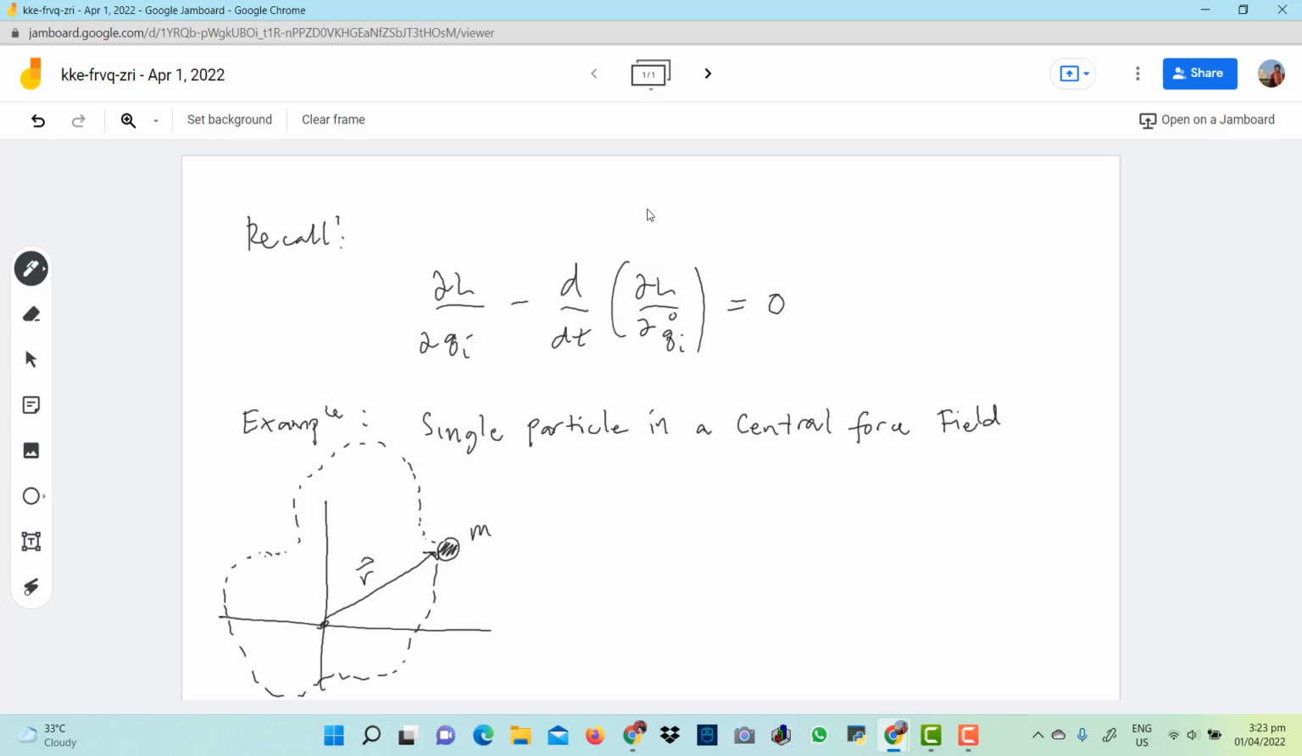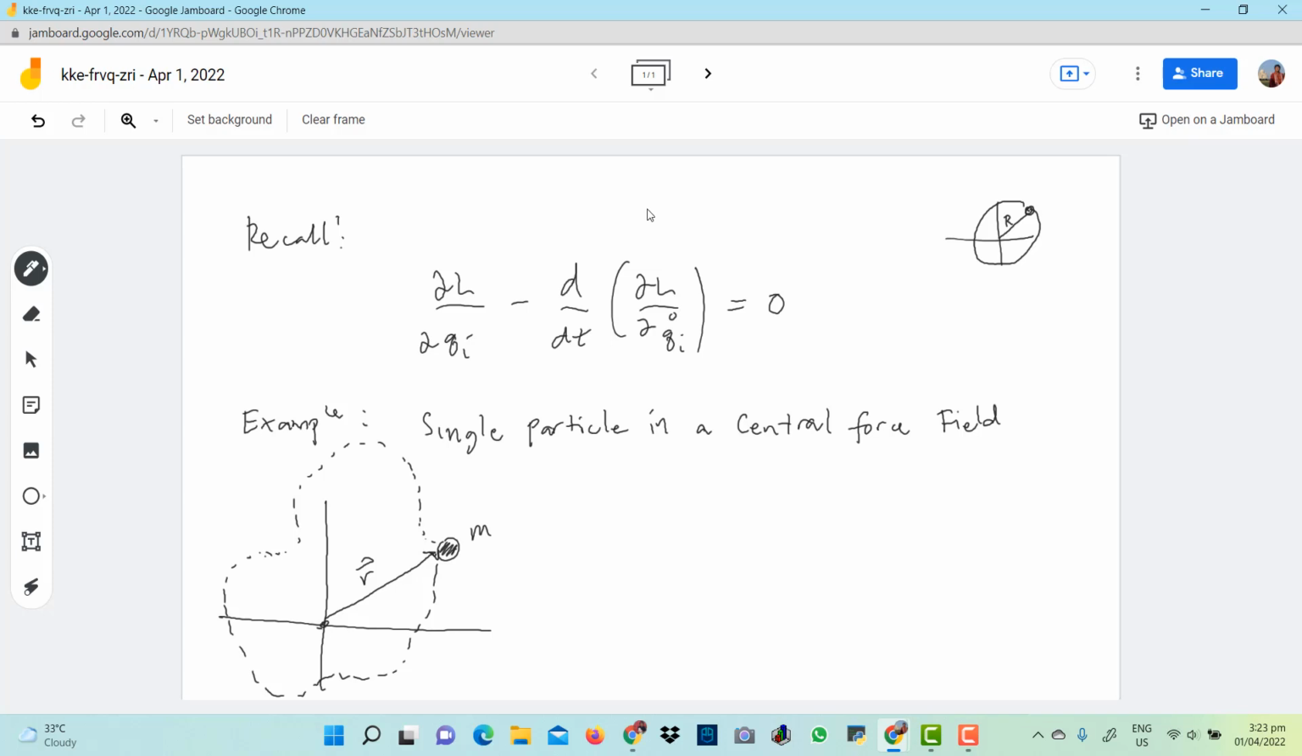If it were circular, if your r is fixed, if r is a constant, then the motion of your mass m must be this one. Its motion will be a circular motion. But in this case, your r is not fixed. Your r is not constant. So the motion of your mass m will look like this. So I have a single particle in a central force field.